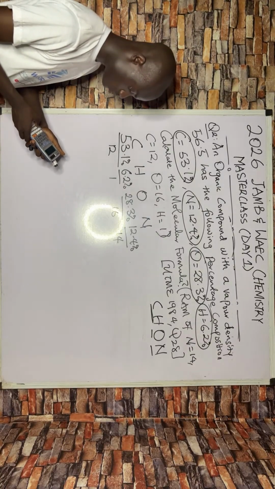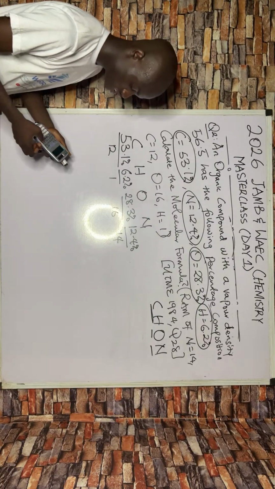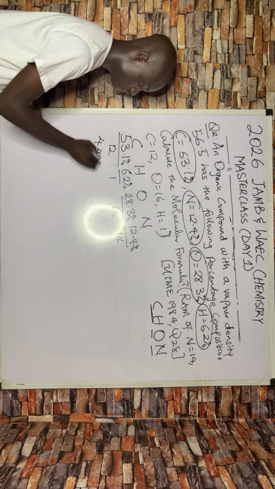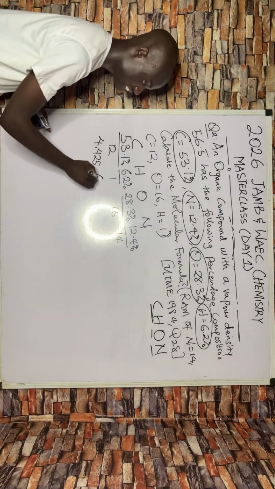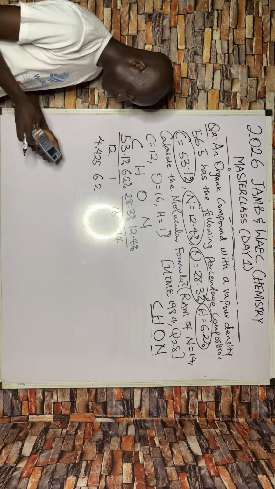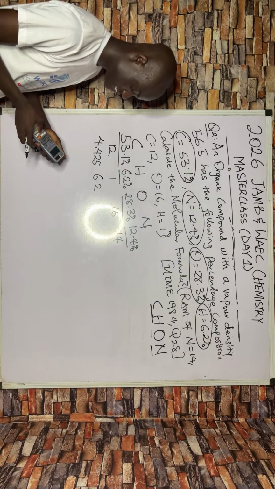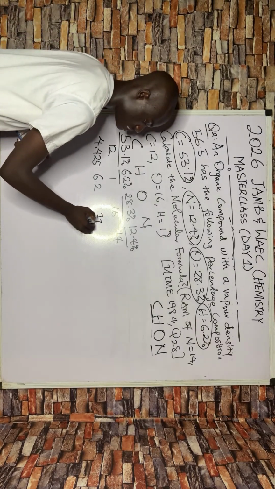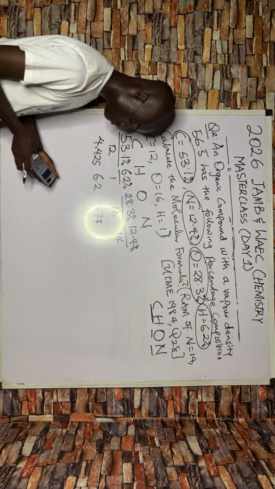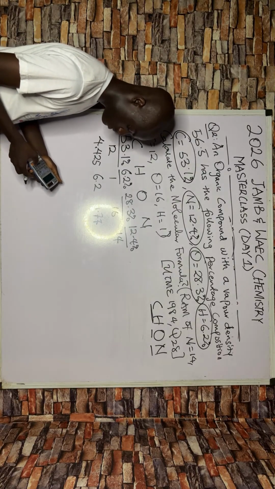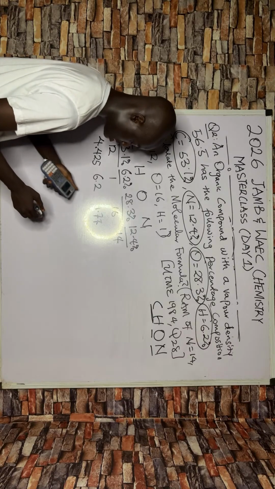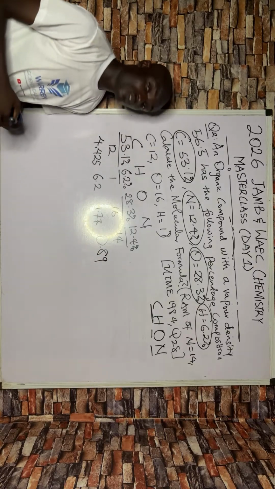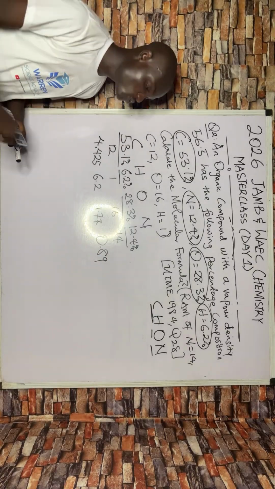So I will divide and then input the values. We have 53.1 divided by 12, which is about 4.425. Then hydrogen gives us 6.2. Then we have 28.3 divided by 16, which is 1.77. And then we have 12.4 divided by 14, and that will give us 0.89.